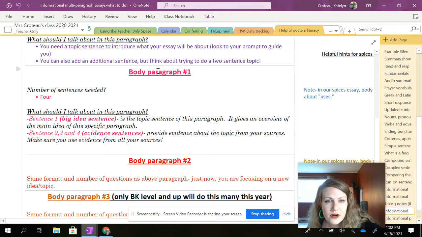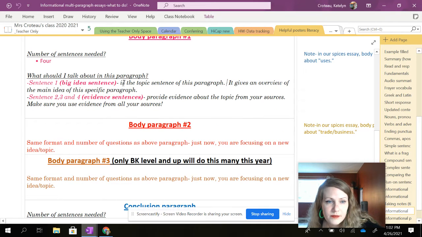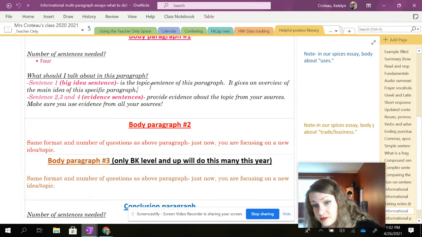Because you'll need a big idea sentence for each body paragraph. So if you're doing two body paragraphs, you'll need a big idea sentence for the first one and the second. If you're doing three, you'll need a big idea sentence for the first one, the second one, and the third one. That, like I said, doesn't tell you too much. It's very much like a topic sentence. It gives an overview of the main idea of that specific paragraph. It looks like if you were in Ms. Mittag's class, she already sort of did that for you. So that's cool.